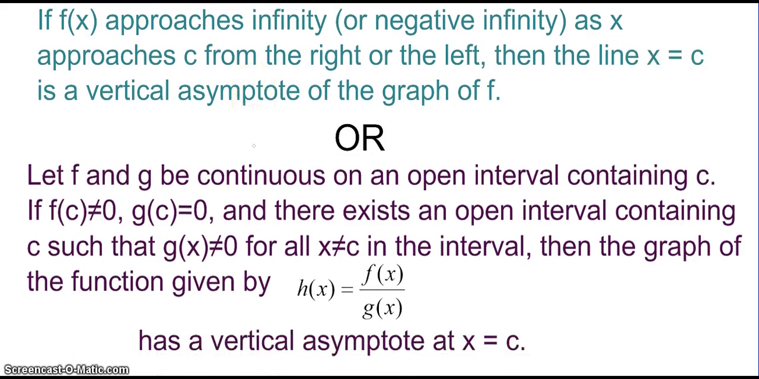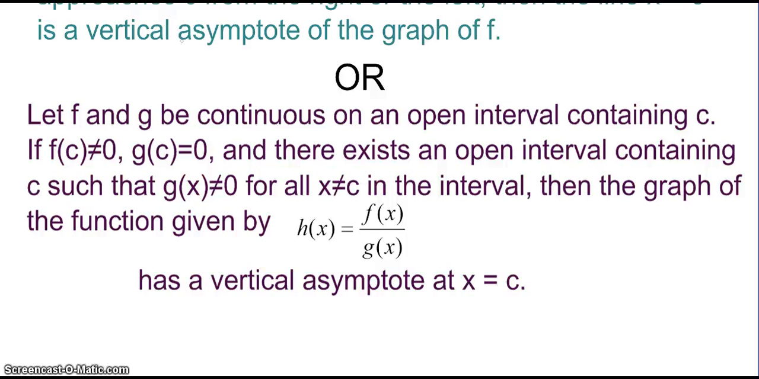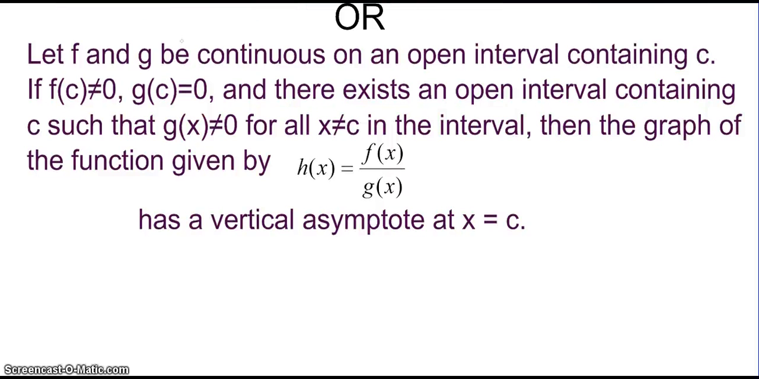So let f and g be continuous on an open interval containing c. If f of c does not equal 0, g of c does equal 0, and there exists an open interval containing c such that g of x does not equal 0 for all x not equal to c in the interval, then the graph of the function given by h of x equals f of x over g of x has a vertical asymptote at x equals c.